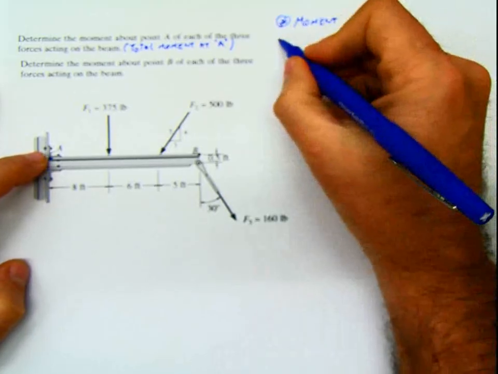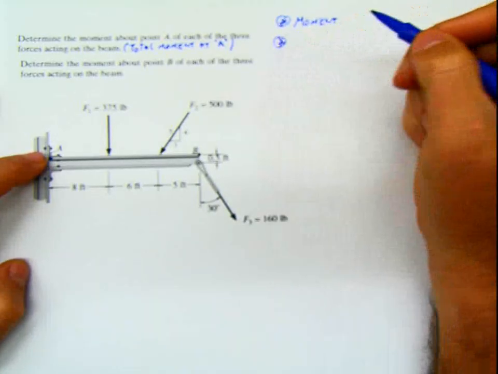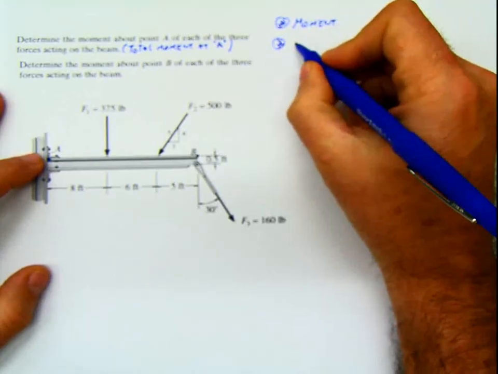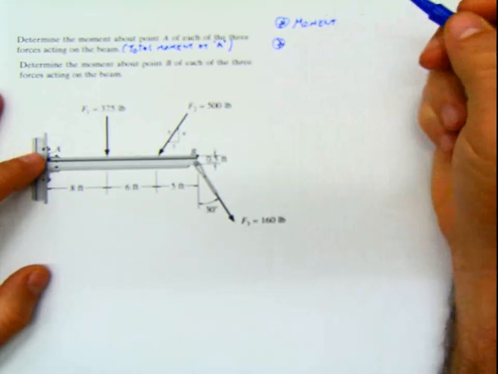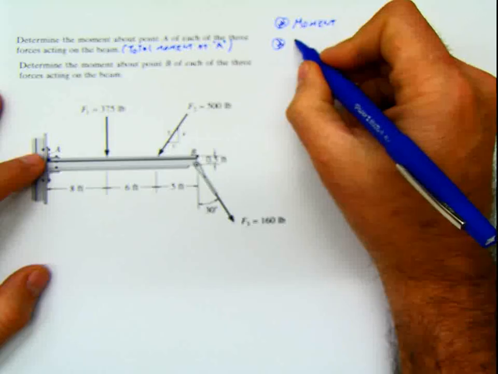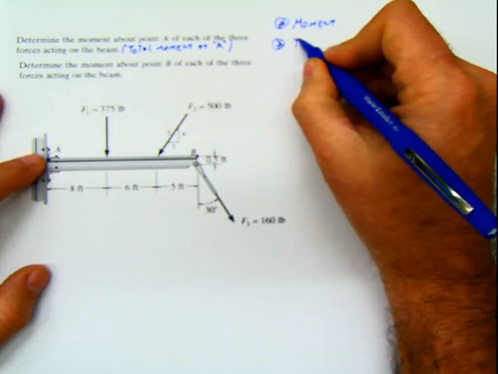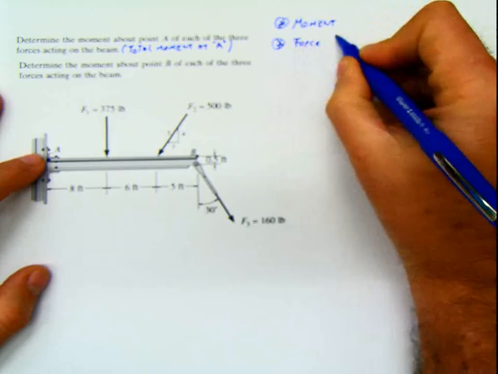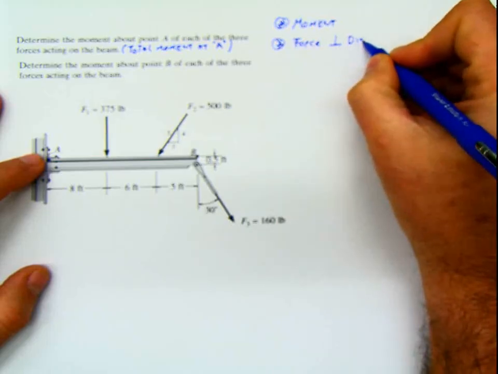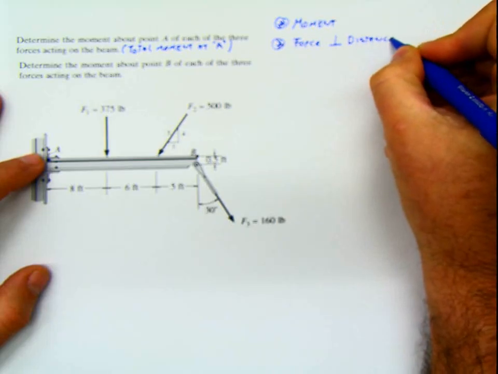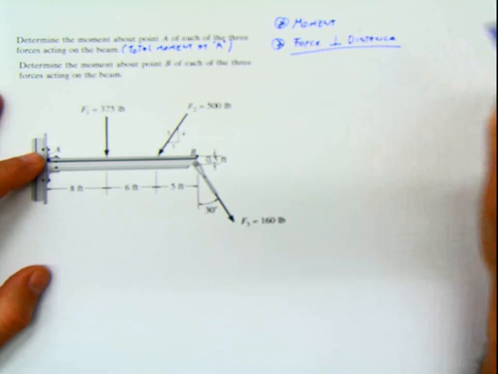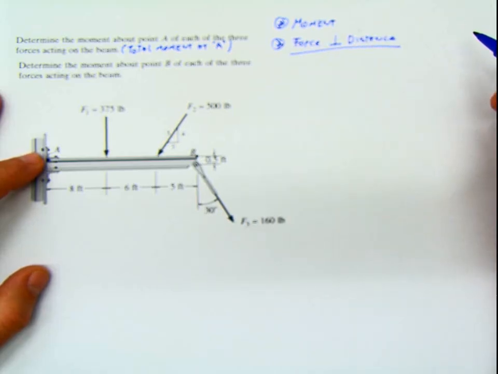The second thing that I want you to remember is that in order for maximizing the moment and producing the maximum possible moment, the force has to be perpendicular to the distance. And this is a rule that we always are going to apply when we are dealing with moments in 2D.